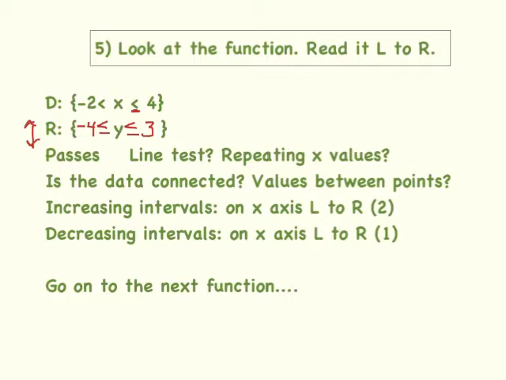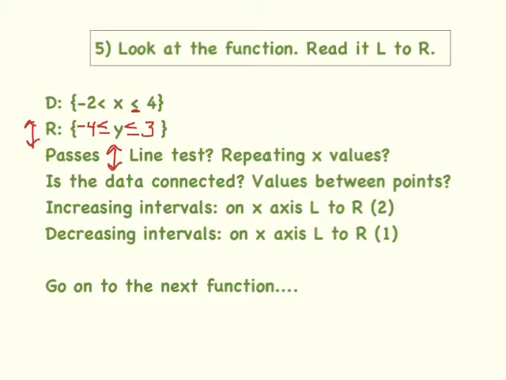Now we want to find out if the relation is a function. Does it pass the vertical line test? Does it touch the function in more than one place at a time? Does it have repeating x values?